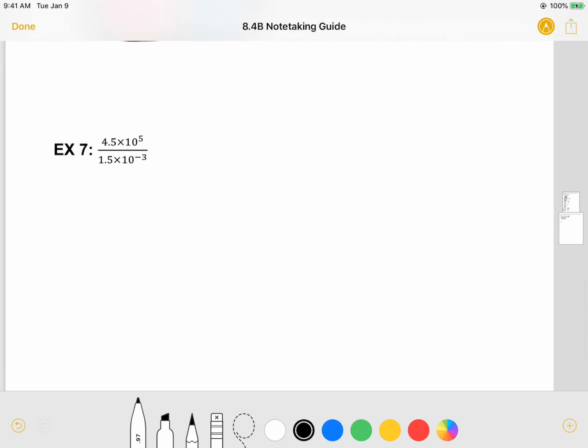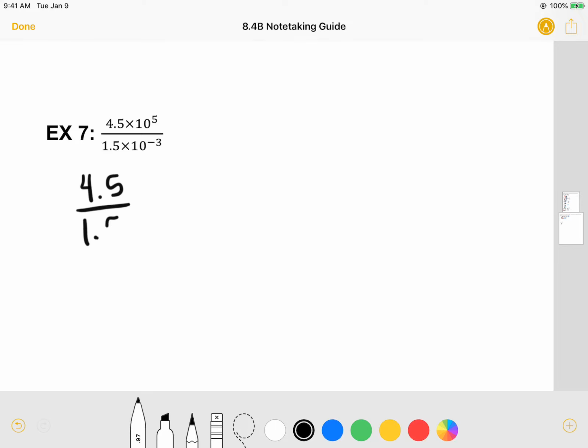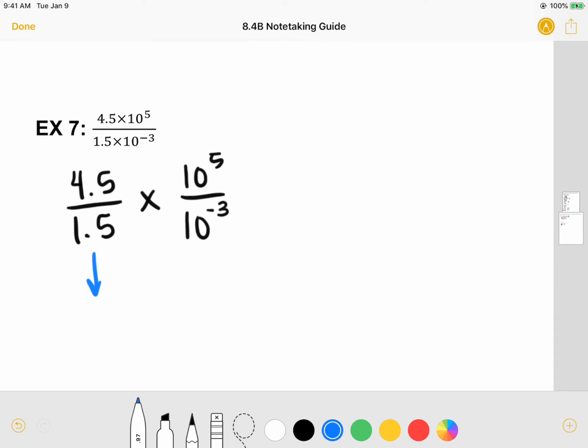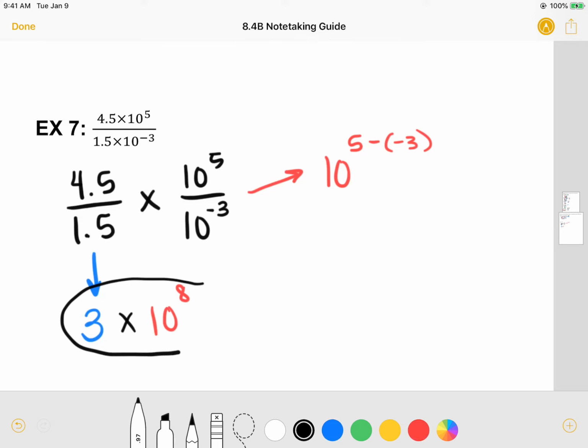Okay? And for number 7, what we'll do is we'll split it up. We'll say 4.5 divided by 1.5 times 10 to the 5th divided by 10 to the negative 3. Okay? So then what I would do next is grab my calculator and divide 4.5 by 1.5. And what you should get out there is 3. And then for our powers of 10 here, I would subtract them. So 10 to the 5 take away a negative 3, and those negatives are going to cancel out, so it's going to be 10 raised to the 8th power, because 5 minus a negative 3 is 8. Okay, so that should be your final answer right there.